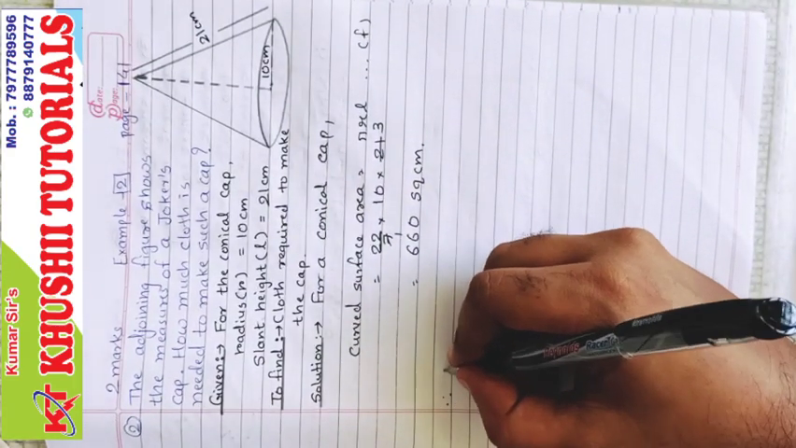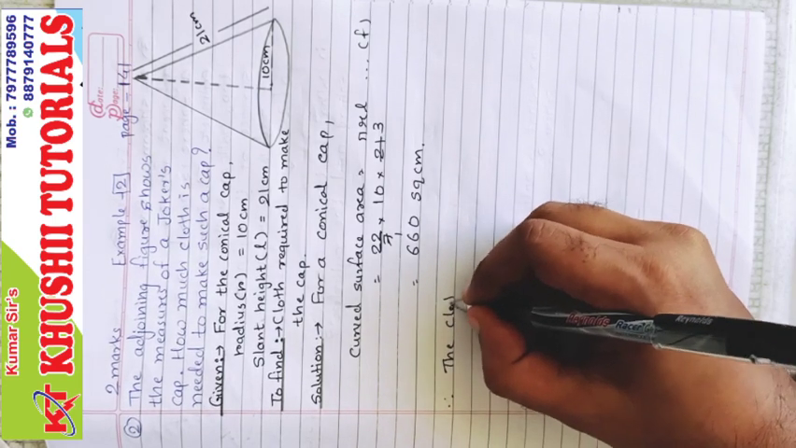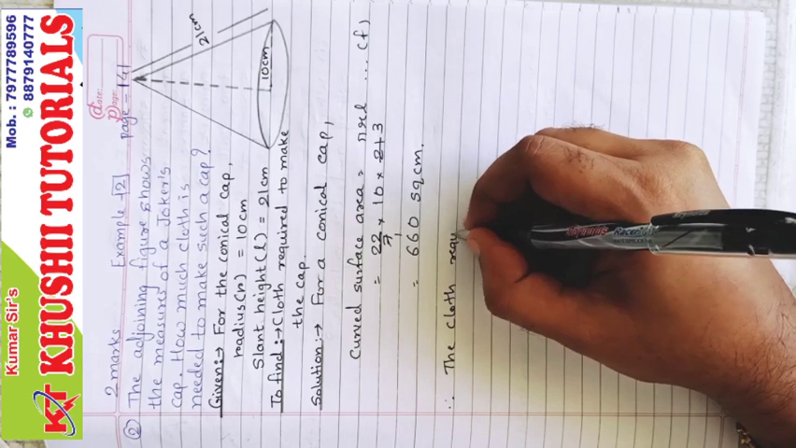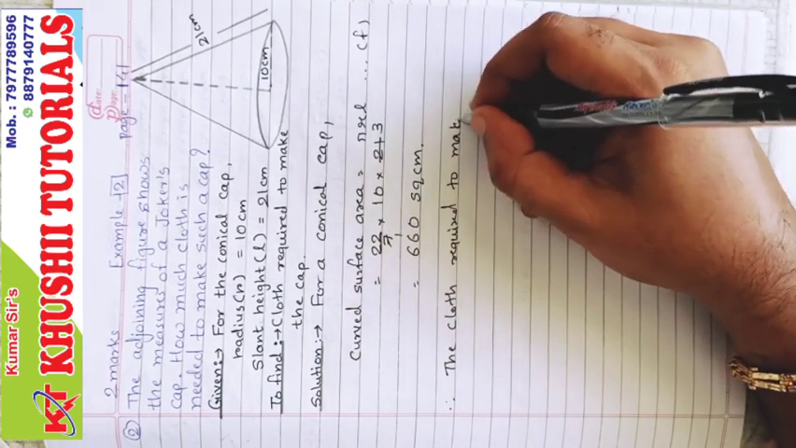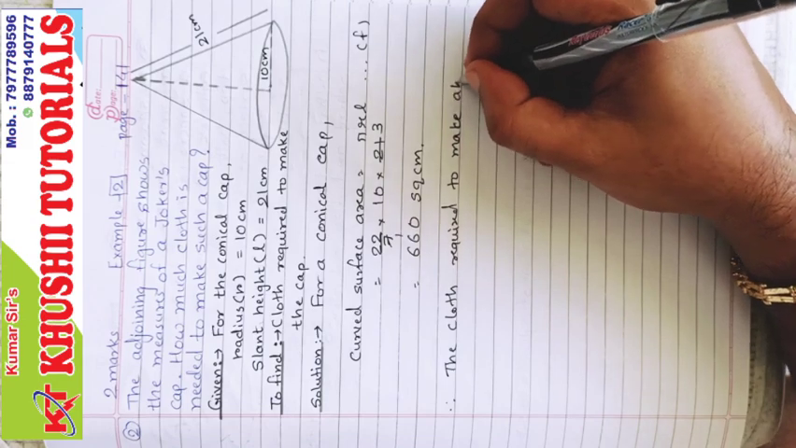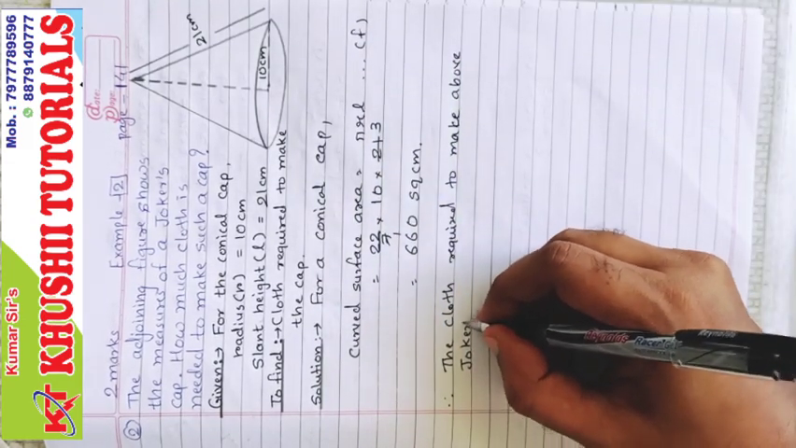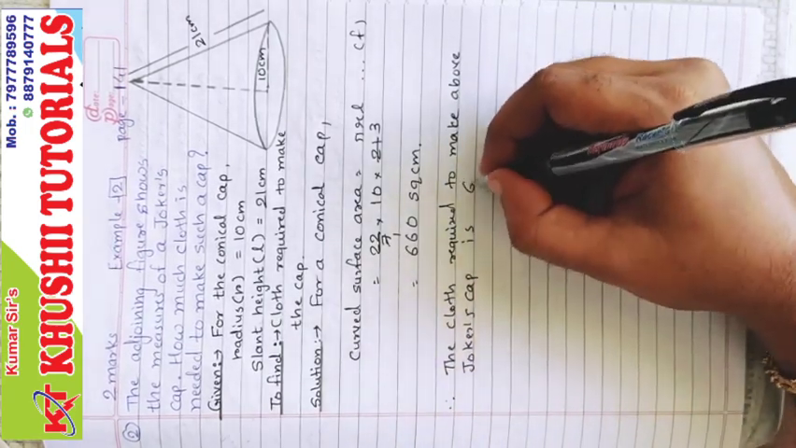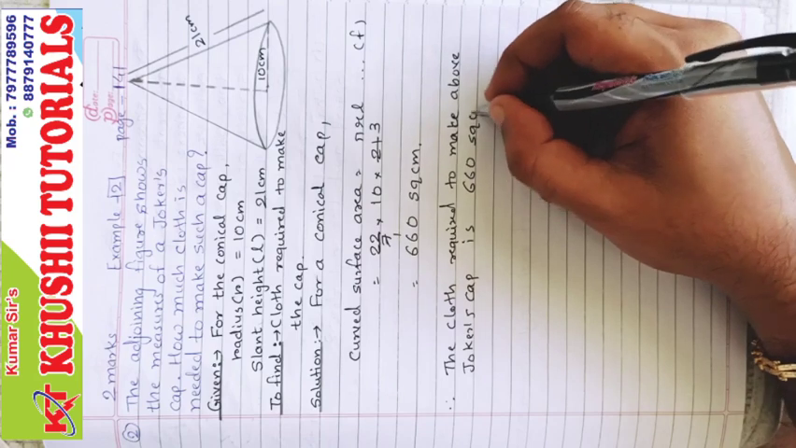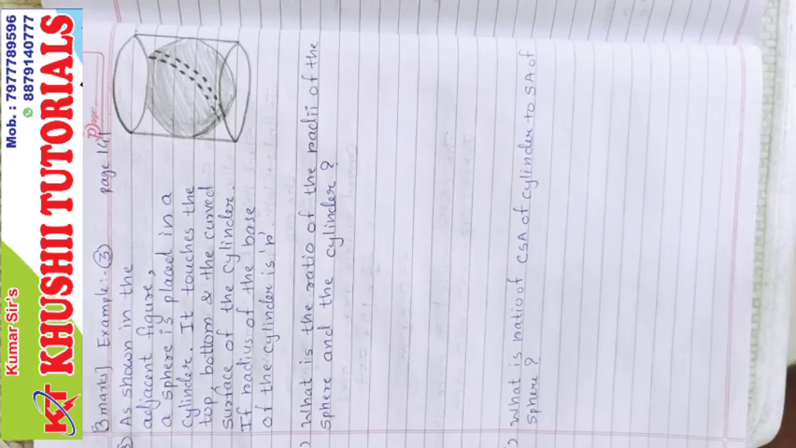Therefore how much cloth is required? The cloth required to make above joker's cap is 660 square centimeter. Now this type of examples can be asked in exam.